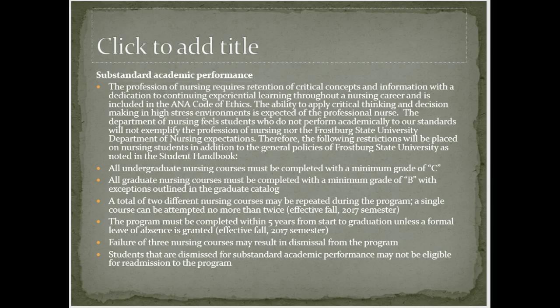Therefore, the following restrictions will be placed on nursing students in addition to the general policies of Frostburg State University as noted in the student handbook. All undergraduate nursing courses must be completed with a minimum grade of C. All graduate nursing courses must be completed with a minimum grade of B, with exceptions outlined in the graduate catalog. Starting effective fall of 2017, a total of 2 different nursing courses may be repeated during the program. A single course can be attempted no more than twice.